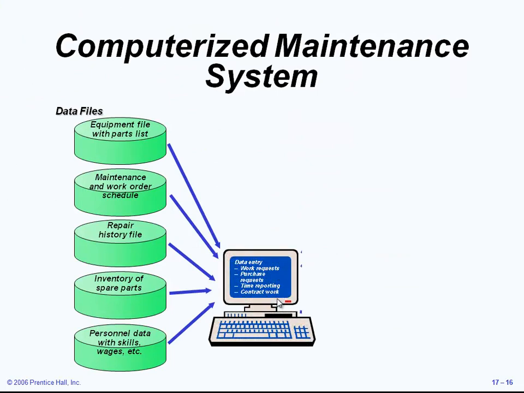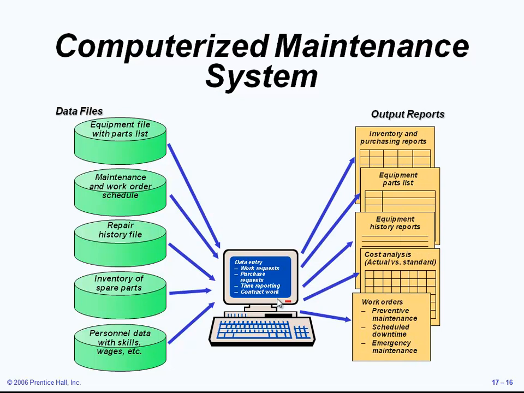Currently, and with the new technology, most companies use a computerized maintenance system. The system will have data that includes equipment files with parts lists, maintenance and work order schedules, repair history, inventory of spare parts, and personnel data with skills, wages, and other related information. This system can provide reports, lists, work orders, and cost analysis, which will aid in taking the proper decision and developing the proper strategy or plan for maintenance.